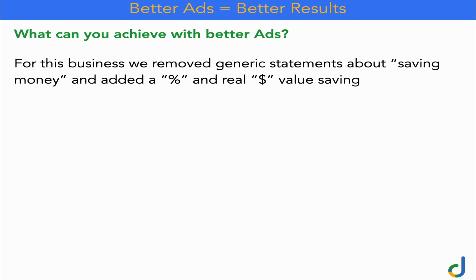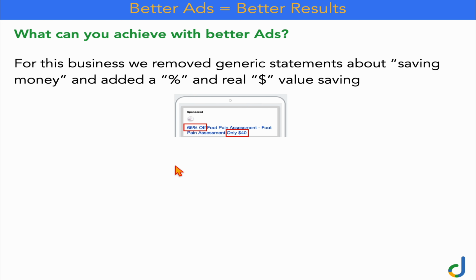And what we did is that we added in a percentage and a real value saying. So what you can see through here is these are the examples. Rather than just saying they had generic statements of save on your foot pain assessment, what we did is we added in the percentage that they would be saving, which in this example is 65%. And then we also clarified it with how much it will actually cost them.